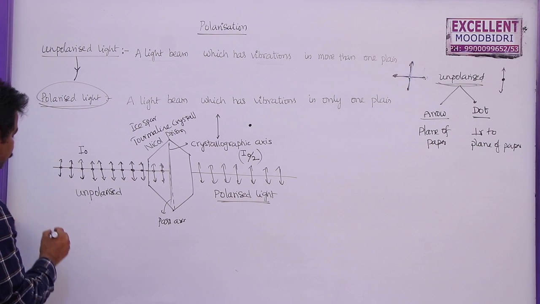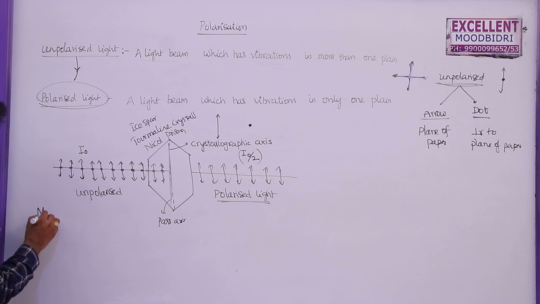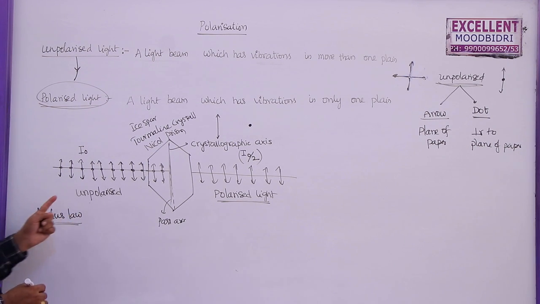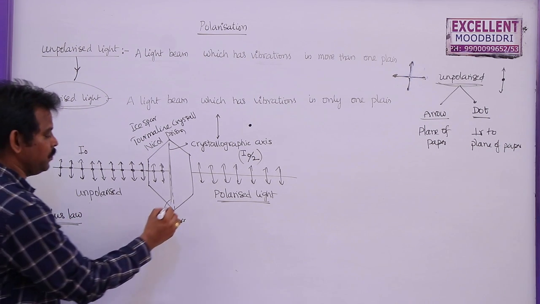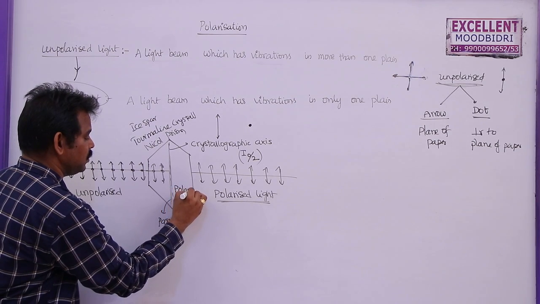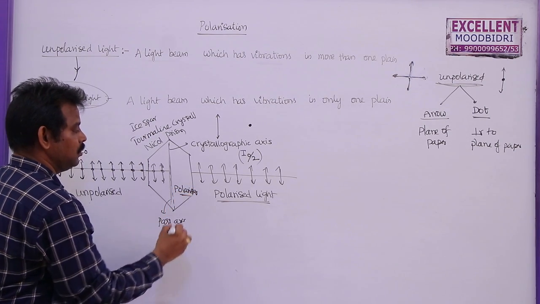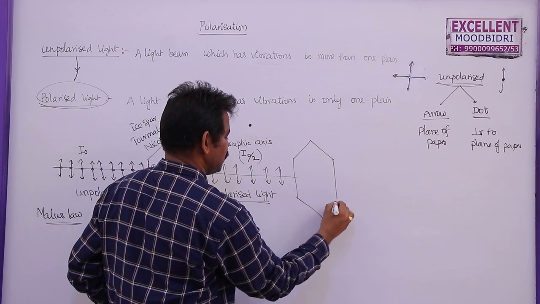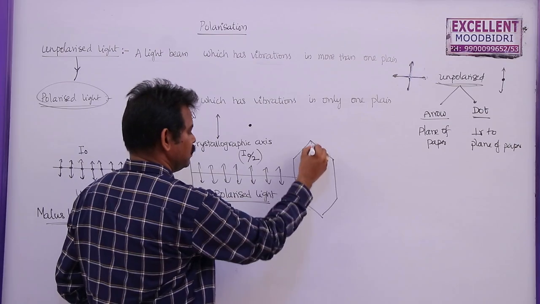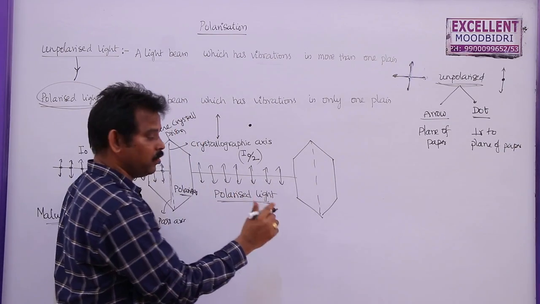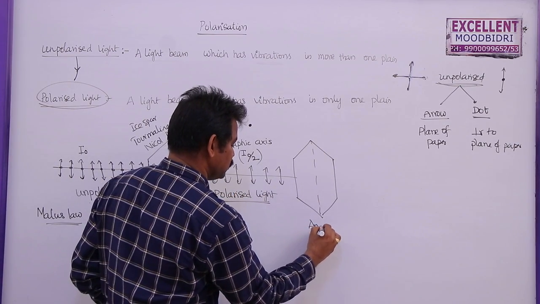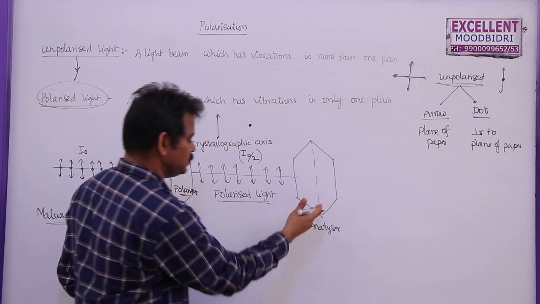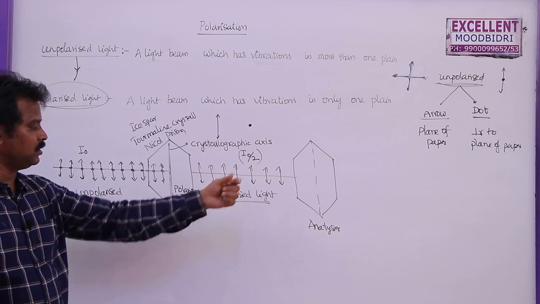Now, Malus law states that whenever unpolarized light is passed through a polarizer, this is called the polarizer, and this is another polarizer which is used to test whether the light is polarized or not. So this is used to analyze the polarized light. That's why this is also called the analyzer. So this is another polarizer which is used to analyze this light.